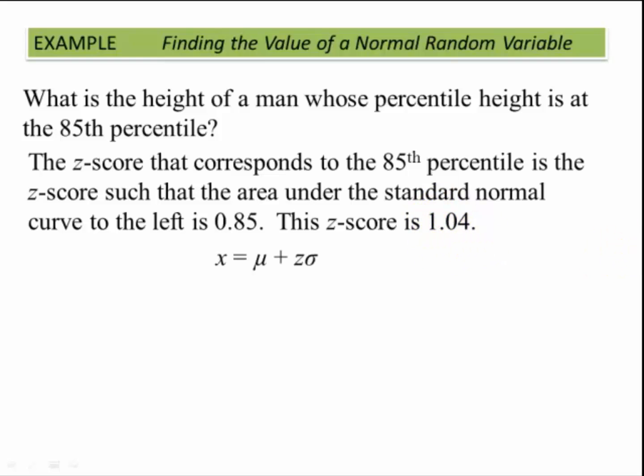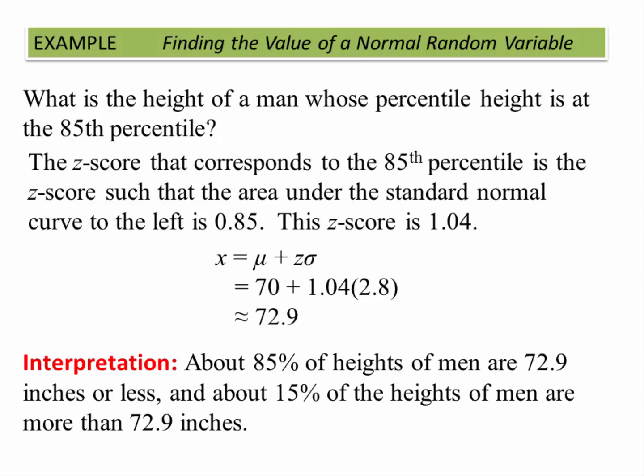Now using 1.04 for our z, and again mu is 70 and sigma is 2.8, we multiply these two and add it to 70, which yields 72.9. So the interpretation of this would be about 85% of heights of men are 72.9 inches or less, and about 15% of the heights of men are more.